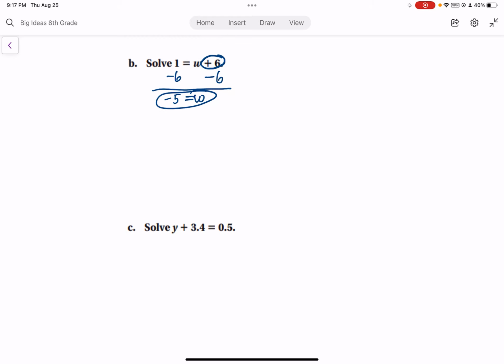In letter C, we have a y here. So y plus 3.4 equals 0.5. So we want to get this to y equals. So in order to do that, we are going to subtract 3.4 from both sides. We do that because this is positive, and I want to get this to 0 again so I can cancel it out just like that. I have y equals 0 plus a negative 3.4, which would give me a negative 2.9.